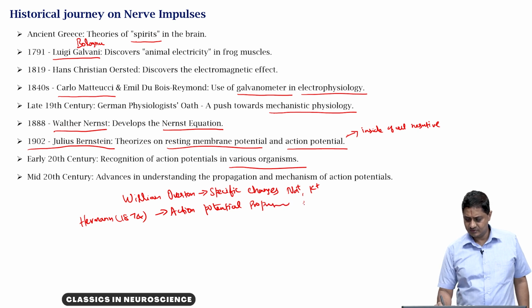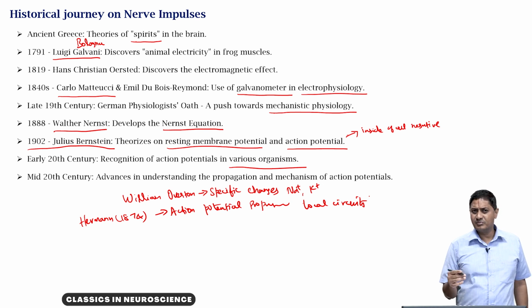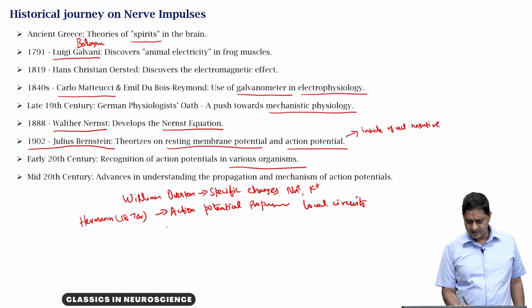Propagation was through local circuits, and those currents that spread passively, essentially those potentials that do not cross the threshold, are now called subthreshold potentials. These subthreshold potentials spread passively. In the good old days, these were called electrotonic potentials. Later they came to be called graded potentials.